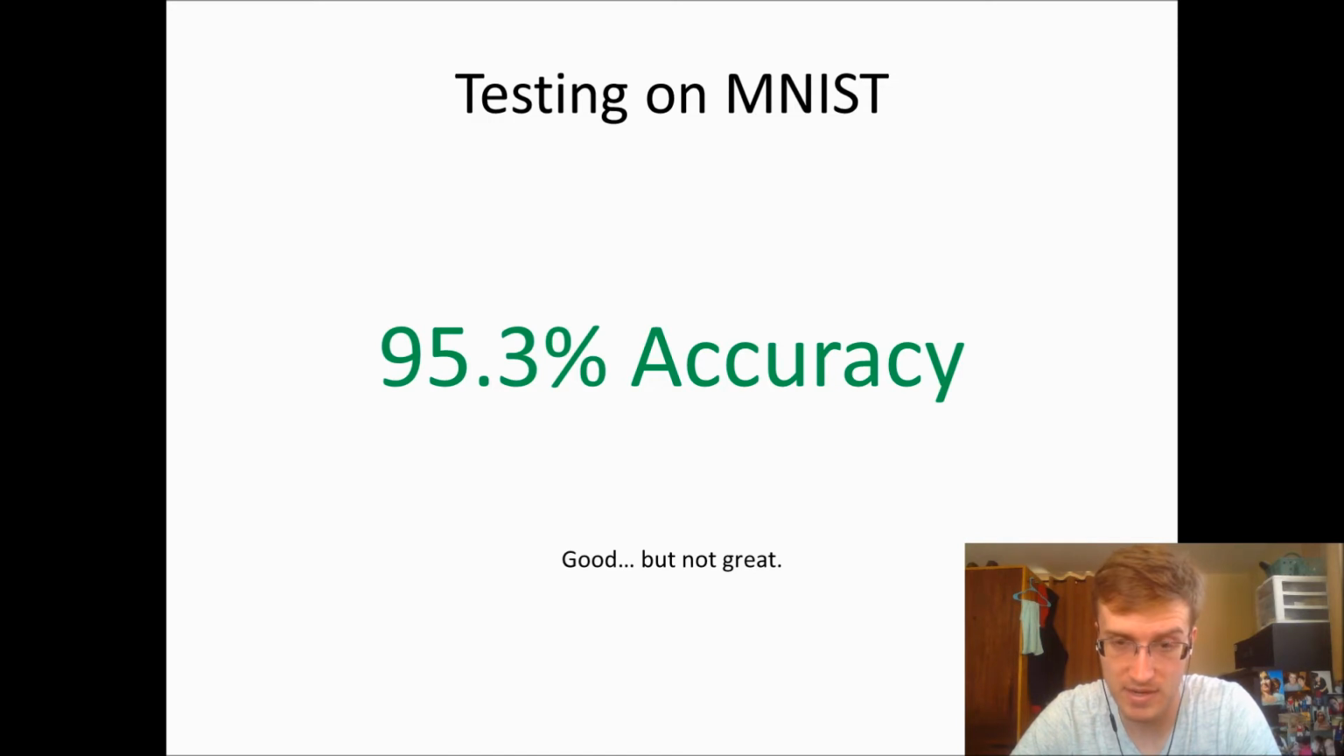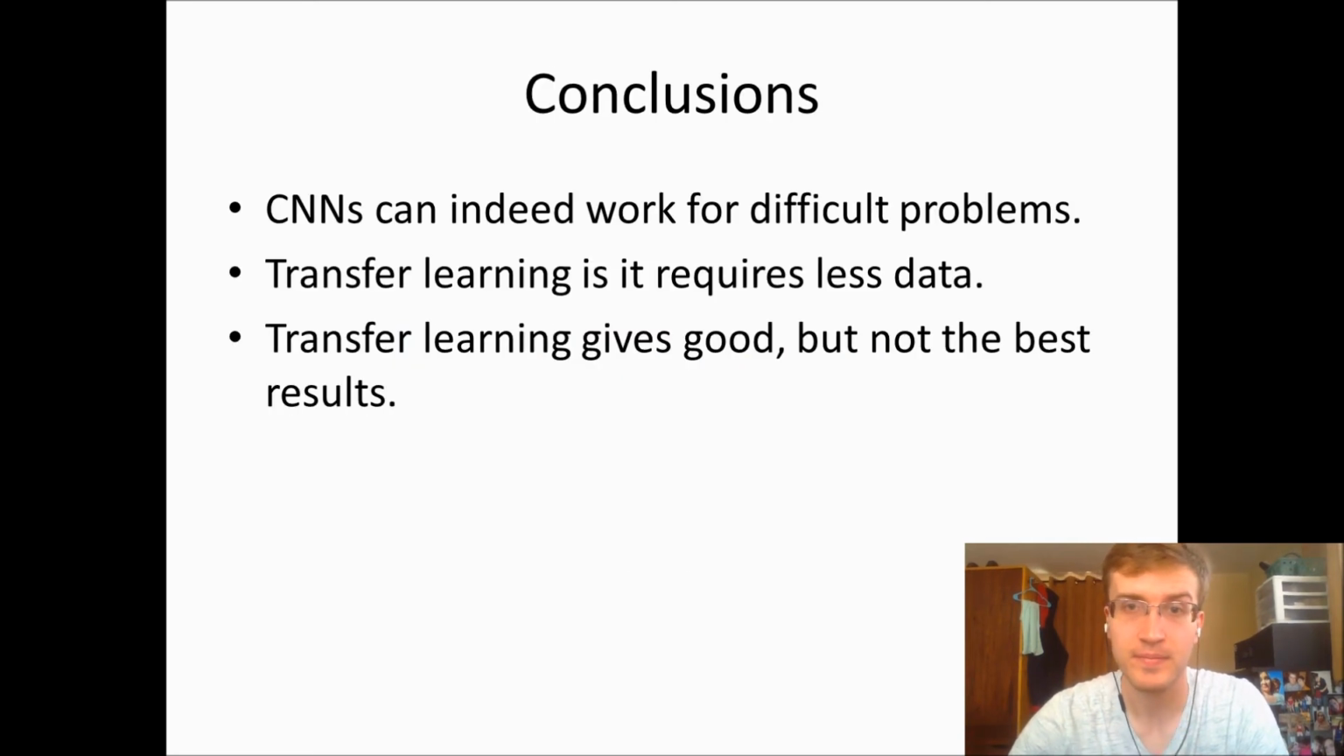And this leads me to some conclusions. Just for frame of reference, on the MNIST dataset, when I built my own neural network, I achieved over 98%, and other people achieved 99% without too much difficulty. So 95%, even though that sounds great, is really a little bit lacking by comparison.